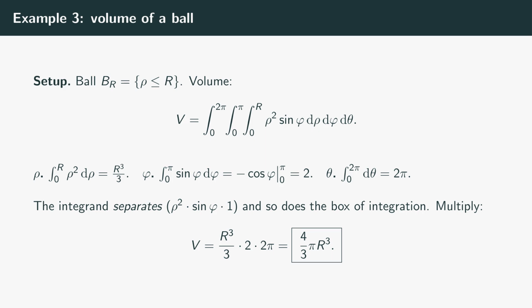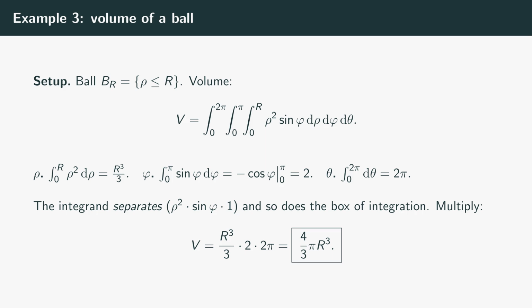The integrand is just 1, so the full triple integral is the integral from 0 to 2 pi, of the integral from 0 to pi, of the integral from 0 to r, of rho squared sine phi, d rho d phi d theta. Crucially, the integrand factors into a function of rho alone times a function of phi alone times a function of theta alone, and the limits are all constants, so the triple integral splits into a product of three single integrals.